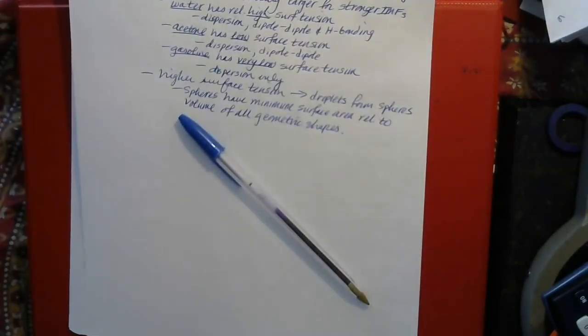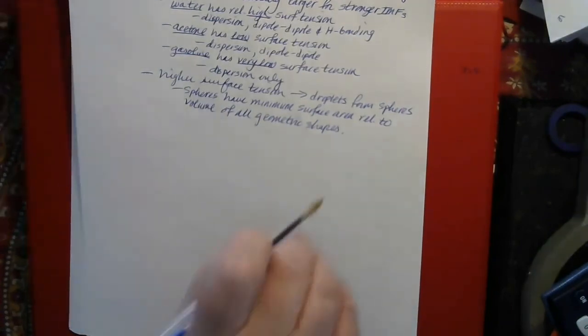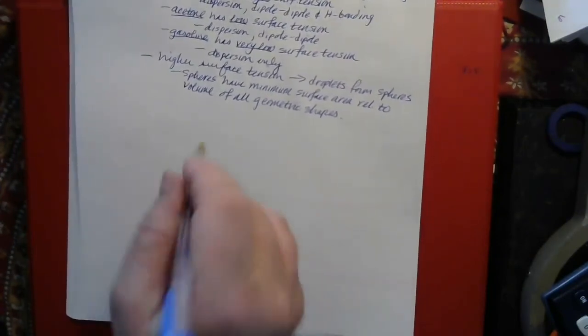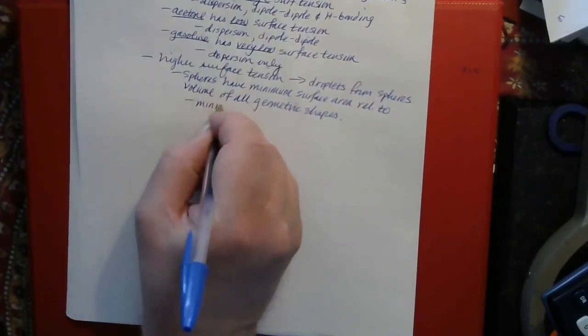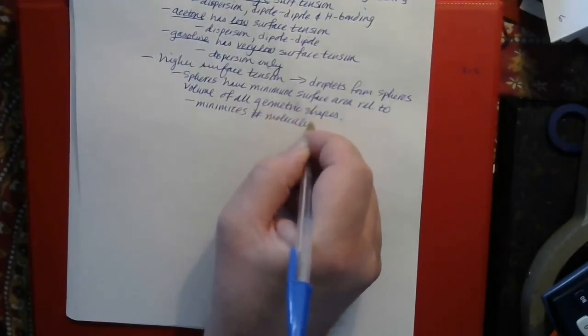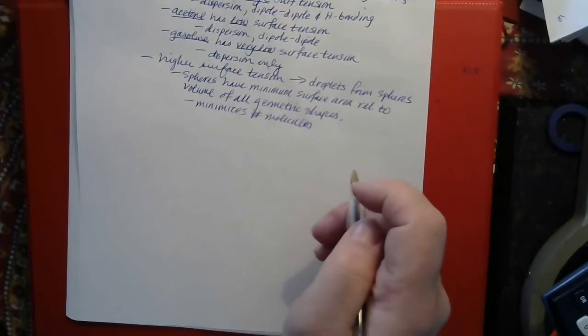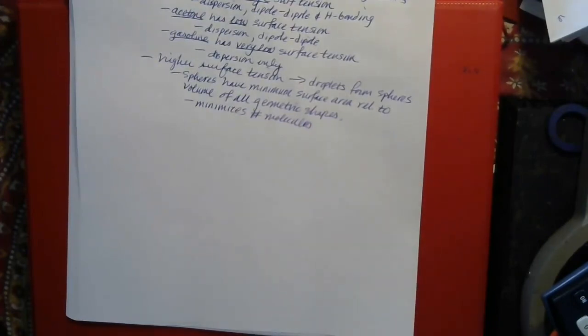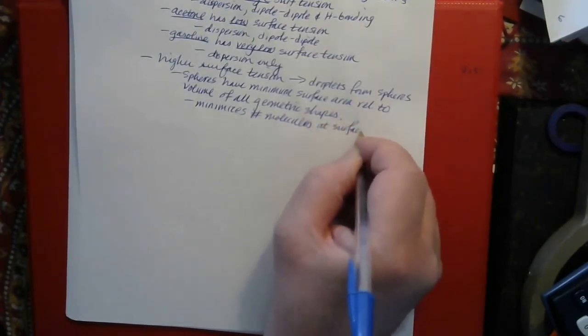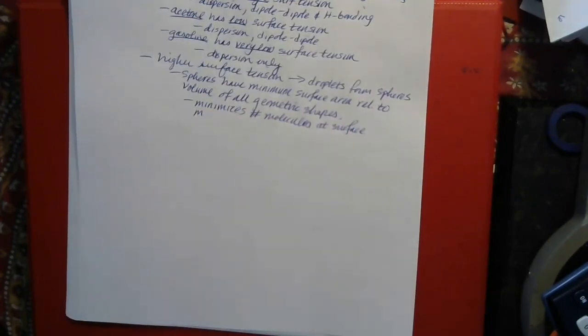It would be funny if, say, a pyramid shape had the smallest surface area relative to volume, then water droplets would be pyramid shaped. But it's not. The sphere has the minimal surface area. And choosing a shape that has the minimal surface area relative to volume has the effect of minimizing the number of molecules at the surface and maximizing the number in the interior.